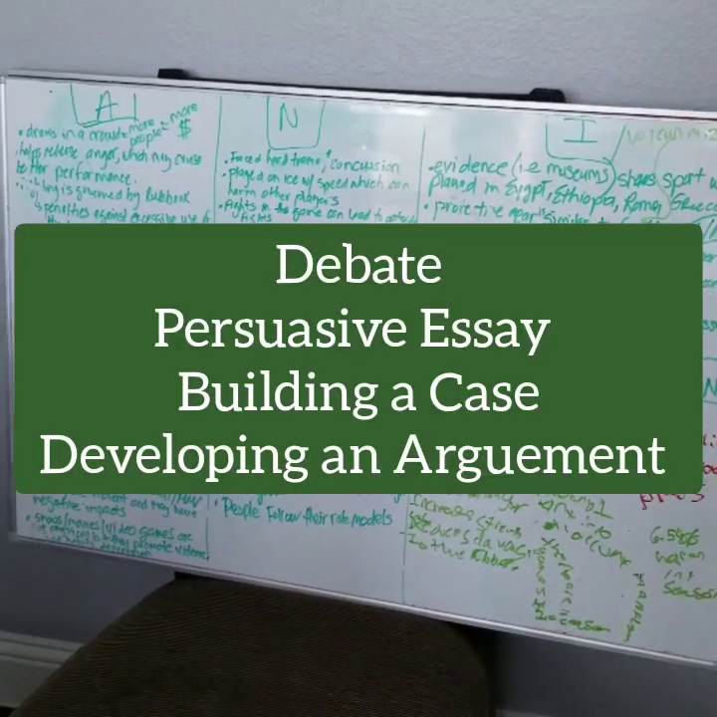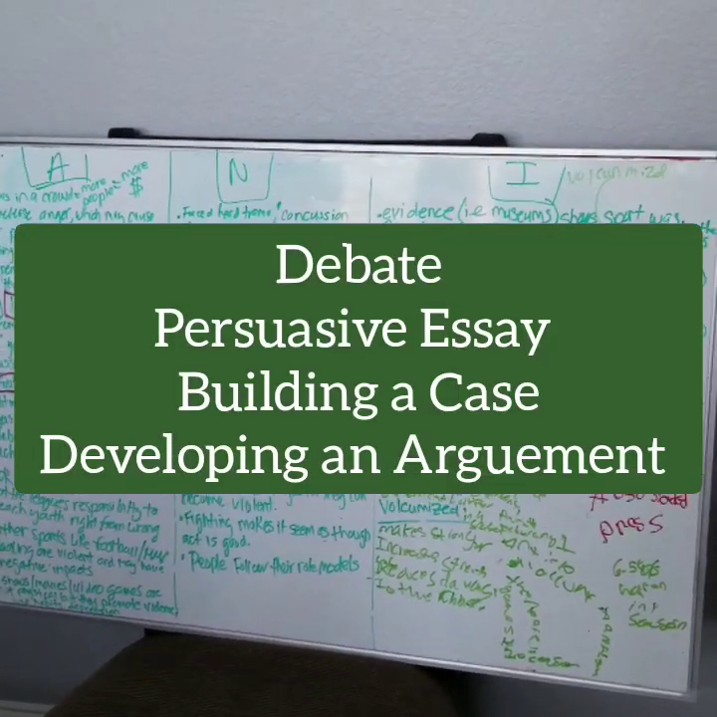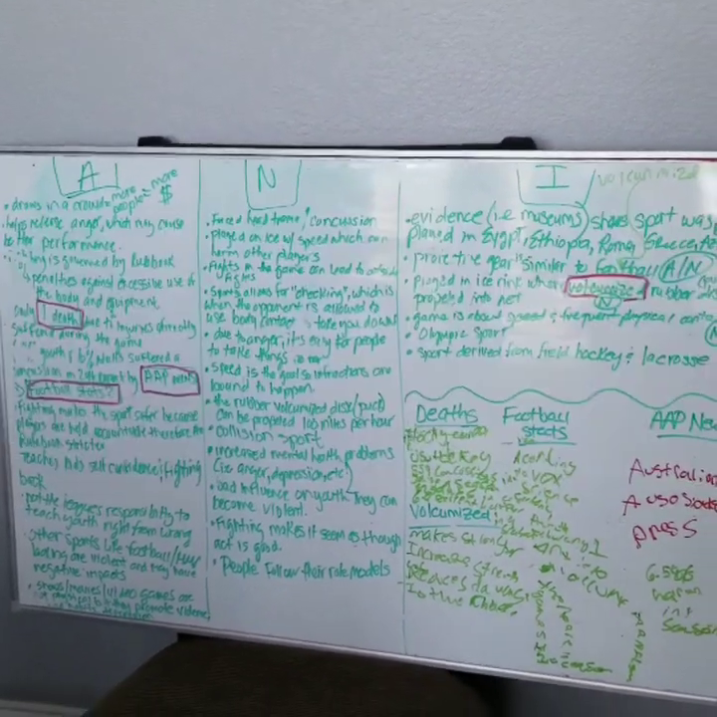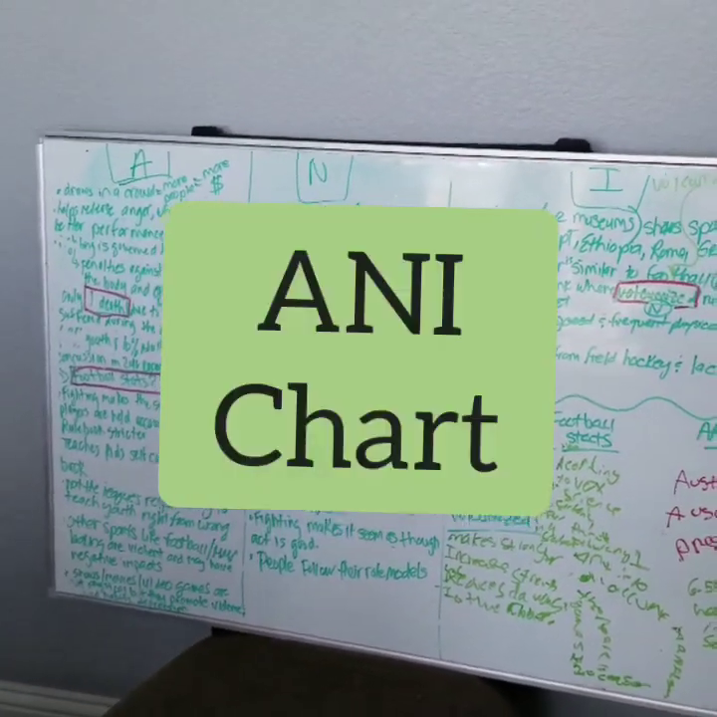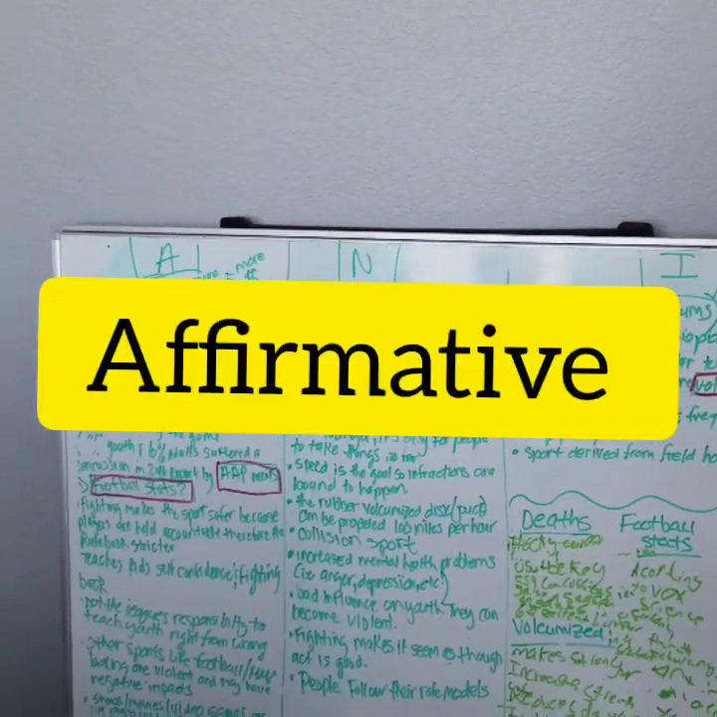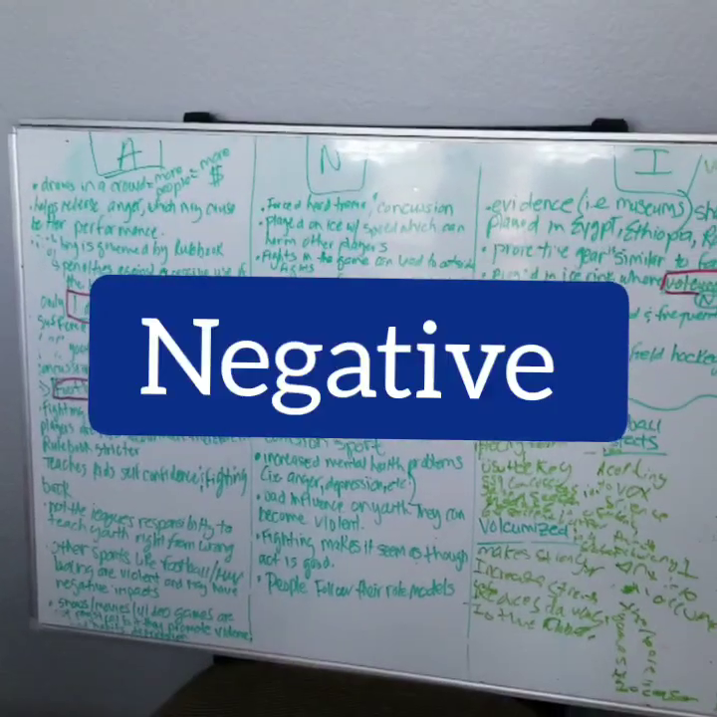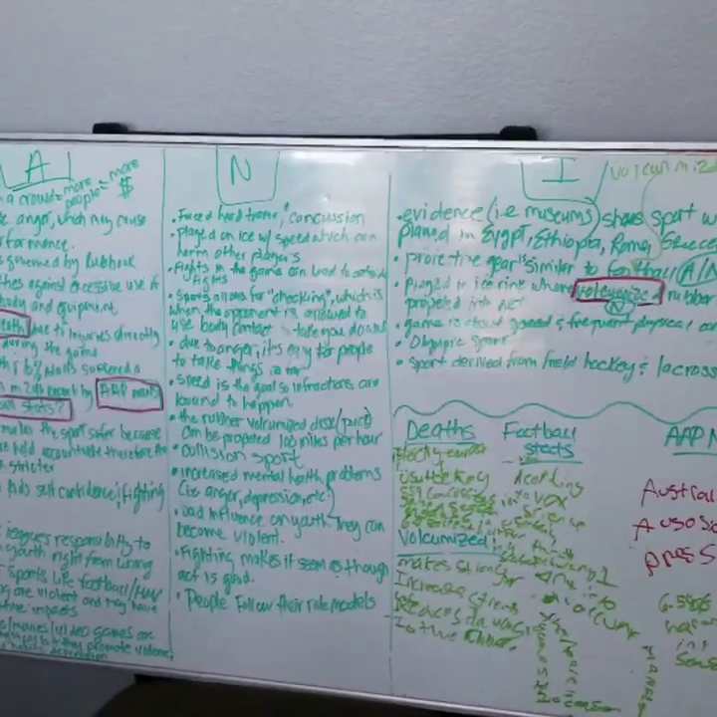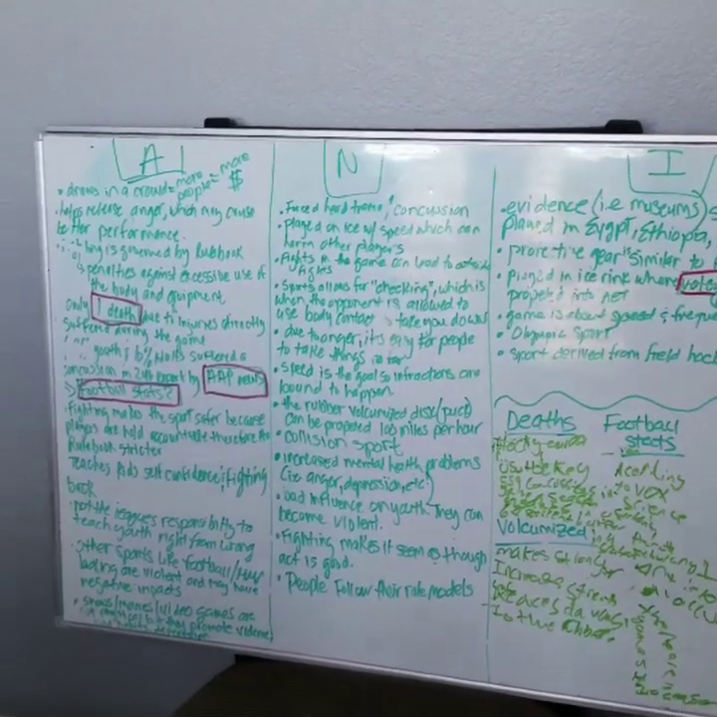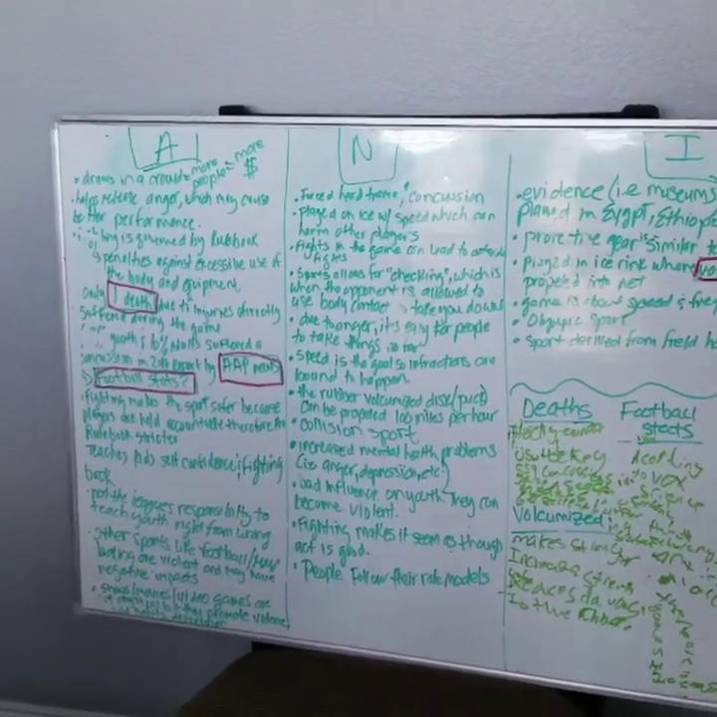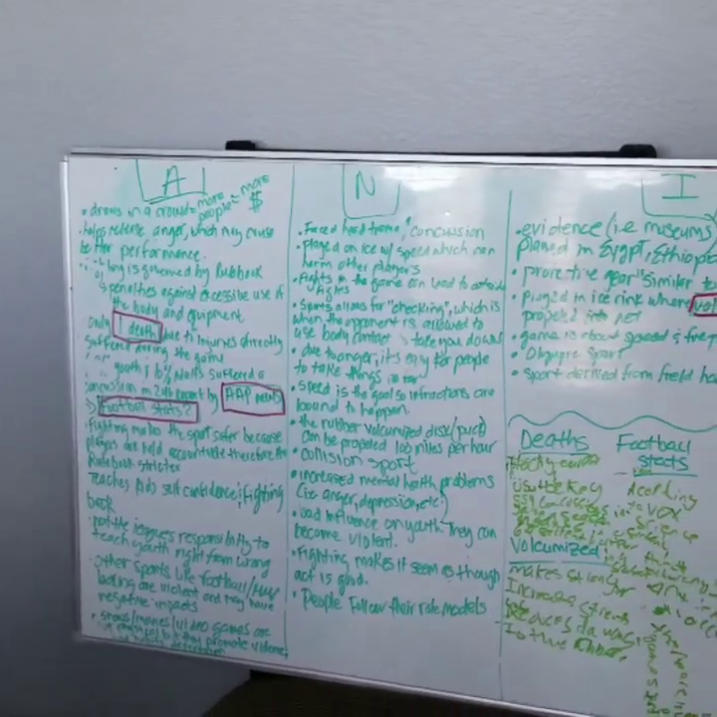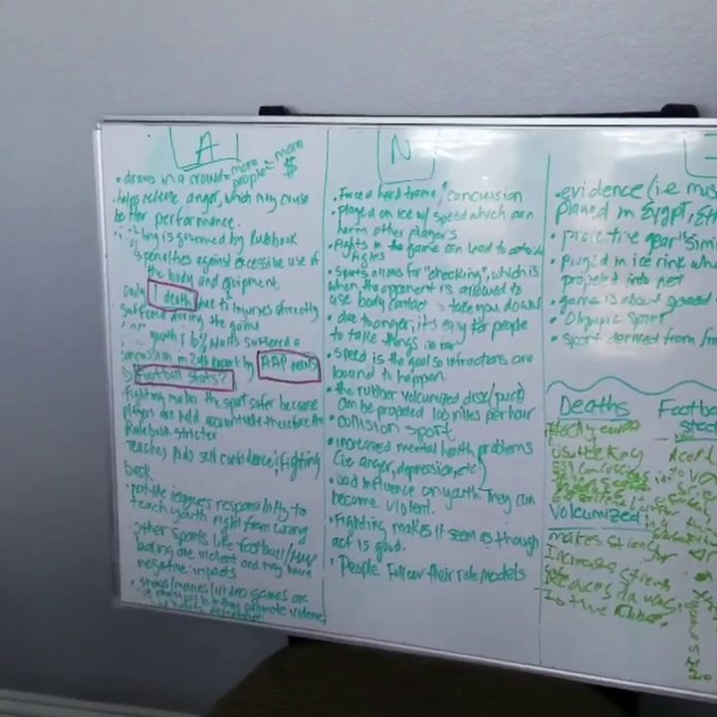So for debate prep, or for an argumentative essay or a persuasive essay, we like to do an Annie chart. A stands for the affirmative, N stands for the negative, and I stands for interesting. So for debate prep, we would get the topic and then we would prepare ourselves to argue either side of the topic, affirmative or the negative.